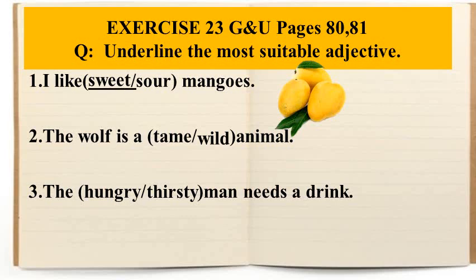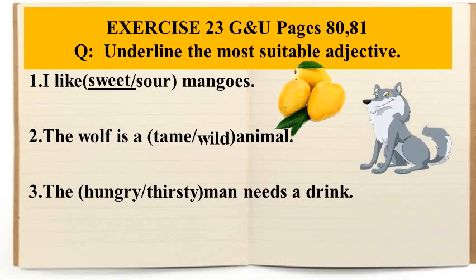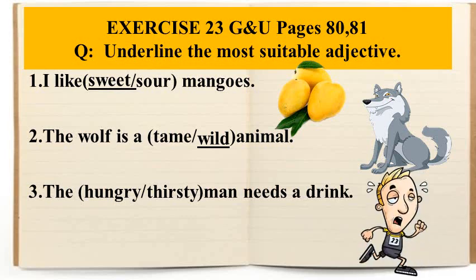The wolf is a tame or wild animal. Wolf कैसा एनिमल है? Tame means सुधारा हुआ and wild means जंगली. The wolf is a wild animal. So underline wild. Number 3. The hungry, thirsty man needs a drink. So जिसे प्यास लगी है उसने पानी पीना है. So here the answer is thirsty. So underline thirsty. The thirsty man needs a drink.